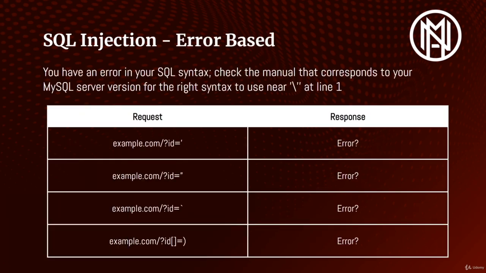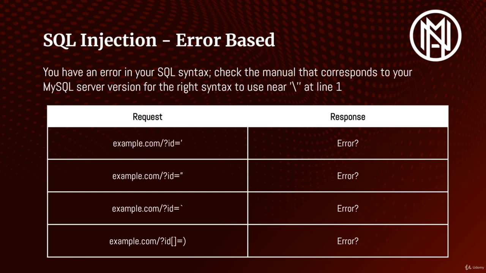In the case of an error-based SQL injection, the application comes back and tells you that your SQL query has some sort of an error in the syntax. For example, you could see it come back and say there is a syntax error near the character that you have put in. So in our example on the screen, we're making a request to example.com/some endpoint, and we're assigning the apostrophe to the ID. In the second example, we're doing quote, and so on.